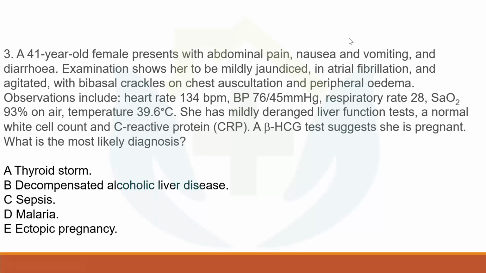Okay, someone has answered E, someone has answered D. Let's see what the correct answer is. The correct answer for this question is A. It is thyroid storm. It is very common in pregnancy, and many clues were given: high temperature, tachycardia, hypotension, high respiratory rate.